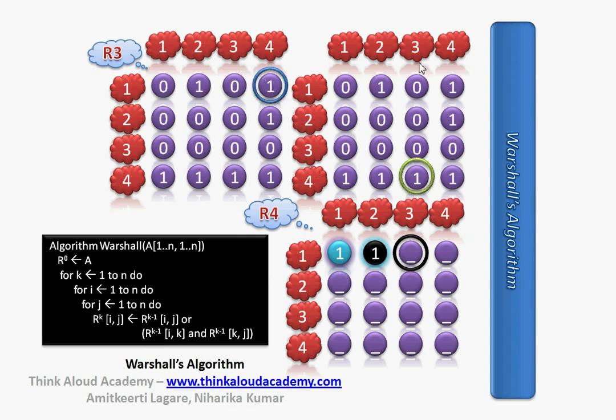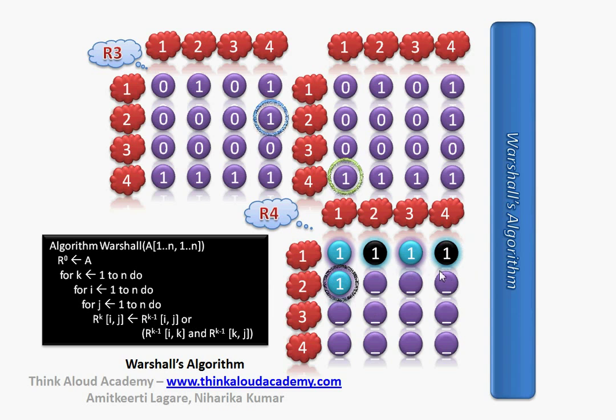And R4's ij will be a 1 if R3's ij is already a 1. Or we do the calculation. So if R3 has a 1, we should just write the ones as it is. For example, 1, 2 here is a 1. So we don't do any calculation. We simply write 1, 2 here. Or we do the ANDing of ik and kj.